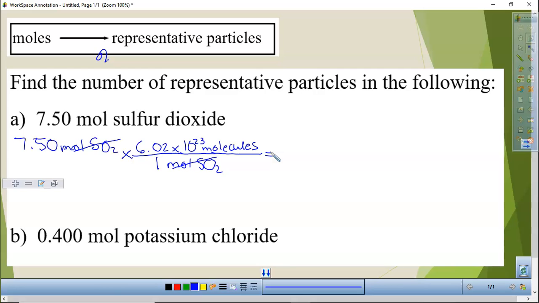And I get, okay, it took me a minute to do my calculation, not 7, just kidding. If you were doing that and you saw me write 7, don't worry, it's all right. 4.515 times 10 to the 24th molecules.